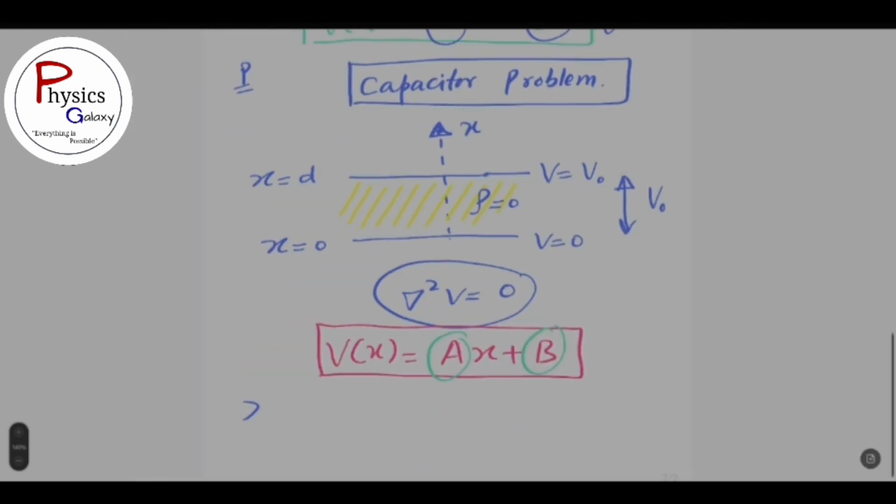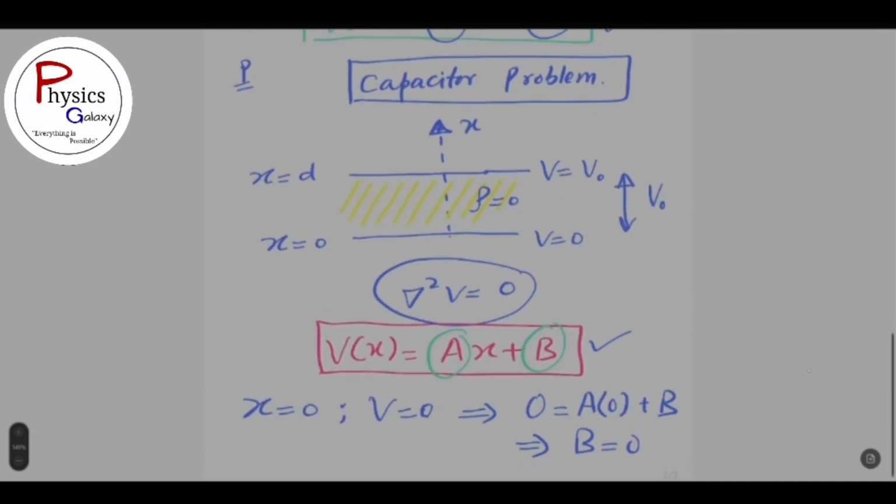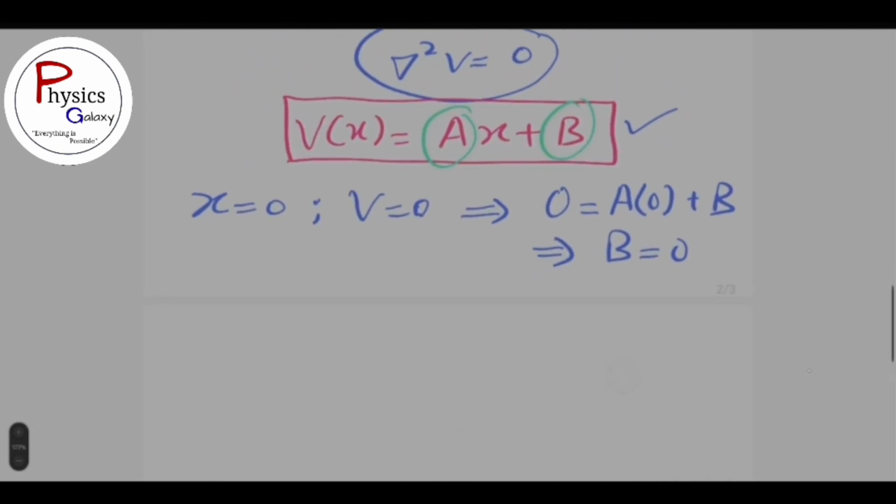Now when x equals 0, we know the potential equals 0. If I substitute these two values in this equation, I get 0 equals a times 0 plus b. So this will give me b equals 0. Now what about the second constant?